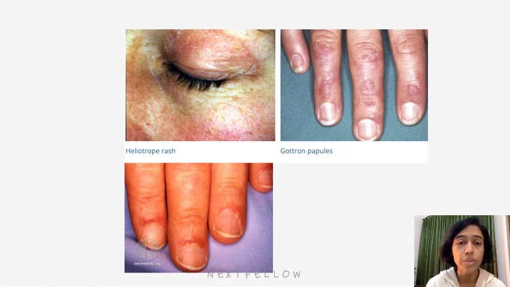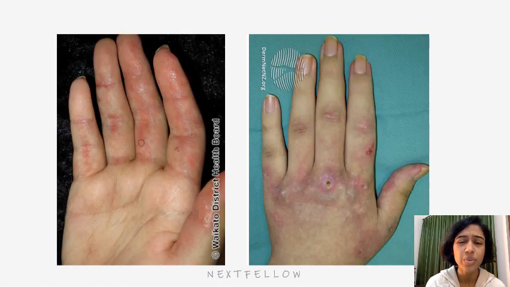So here are some photos. The heliotrope rash is on the upper eyelid, and can be violaceous or erythematous. Gottron's papules are seen on the knuckles and the dorsum of the fingers, and the ragged cuticles are seen in the last photo. This is basically to show you what mechanic's hand looks like, and on the back in the second photo you can see some small ulcerations that could have been a calcinosis cutis which has ulcerated.